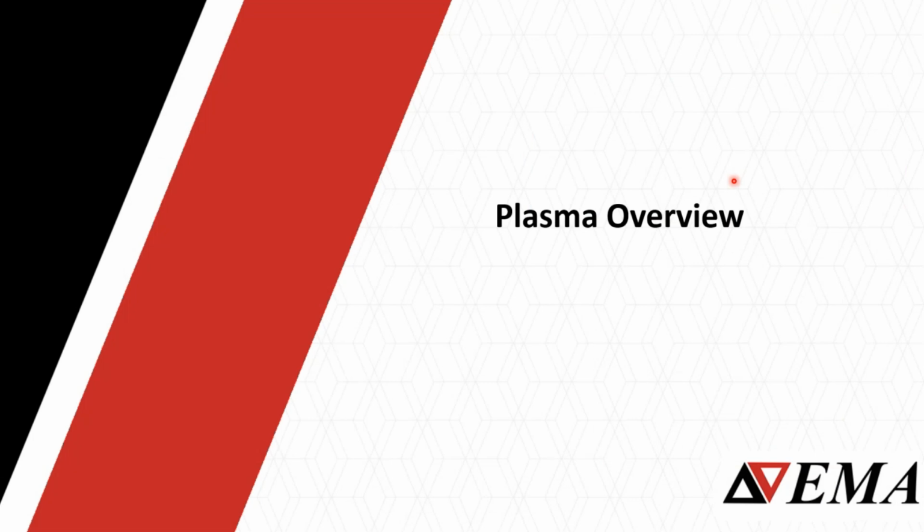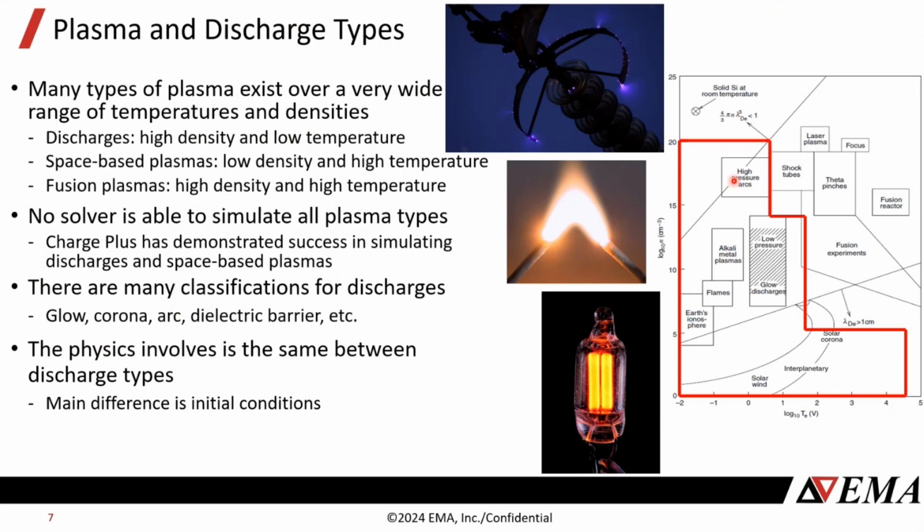But let's go ahead and get talking about plasma, since that's what we're all here for today. So there are a lot of different kinds of plasmas. And we can generally break these down into three broader categories. The first one being discharges, and these are going to be high density and low temperature plasmas.